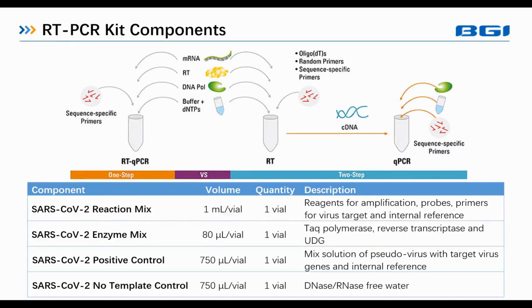The reaction mix contains reagents for amplification, probes, and primers for virus target, as well as internal reference. The enzyme mix is Taq polymerase, reverse transcriptase, and UDG, everything you need for the PCR reaction to take place. There's also a positive control provided in the kit, which is a mixed solution of pseudovirus or virus-like particles with target virus gene and internal reference. The no template control is nuclease-free water.